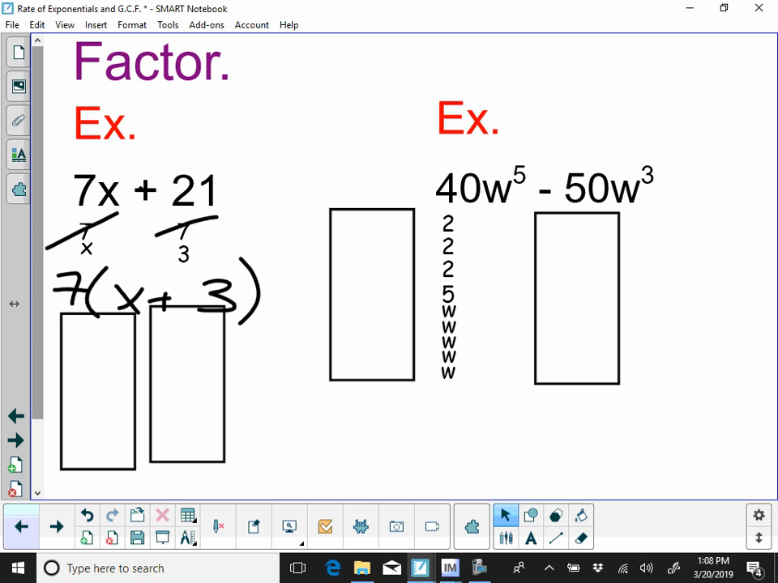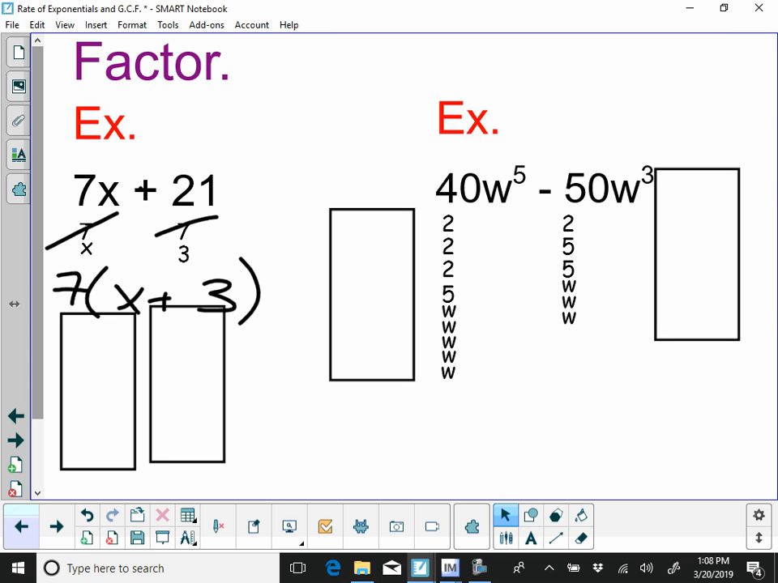Okay, 40, that's prime factorization. I broke 40 down until none of these numbers can be broken down any further. 2 times 2 times 2 is 8, 8 times 5 is 40, right? And W to the 5th means I have 5 W's, right? All right, and then 50, 2 times 5 times 5, and then W to the 3rd means 3 W's, okay?